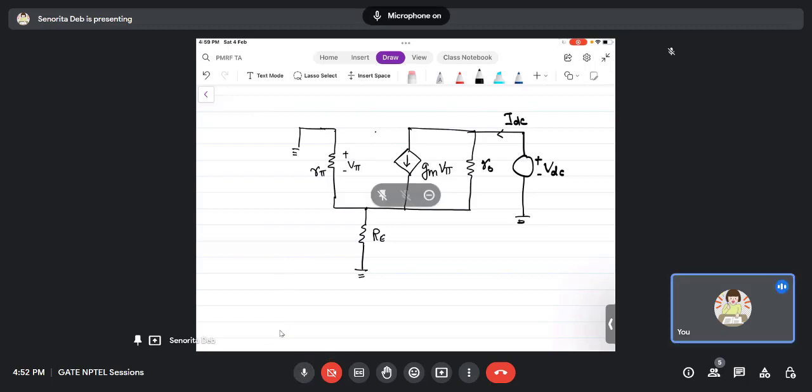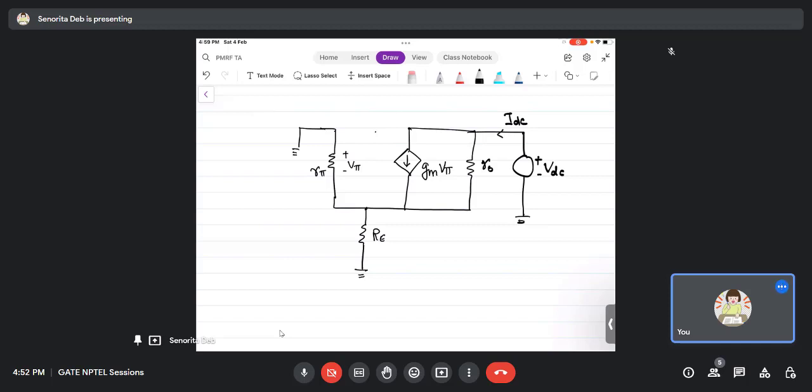So I have drawn the small signal model for the calculation of output impedance. The ratio of VDC by IDC will give you Rout. You have to consider ro here. We will see how the ro effect comes. Because we are looking into the output impedance, we should consider ro. If you don't consider ro, what will happen? We will see. Please start solving and find out VDC upon IDC.